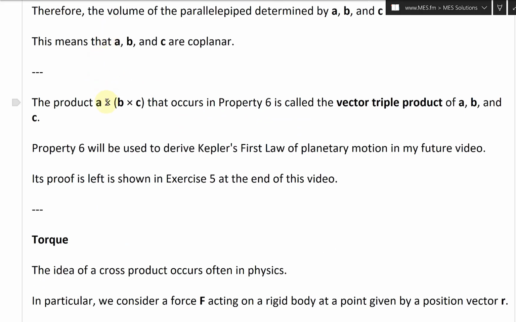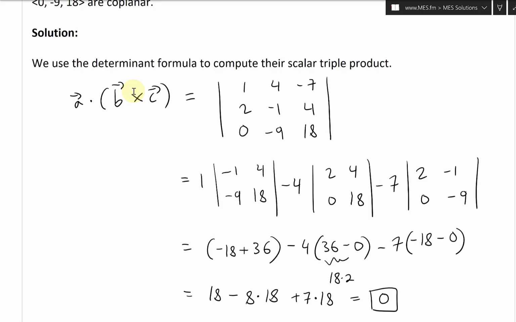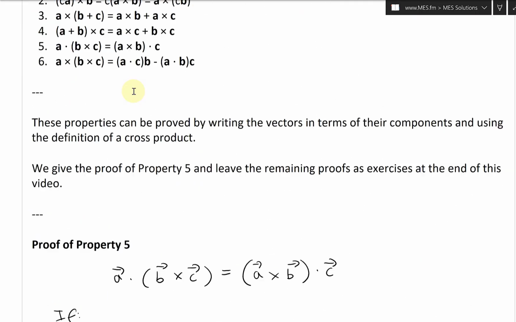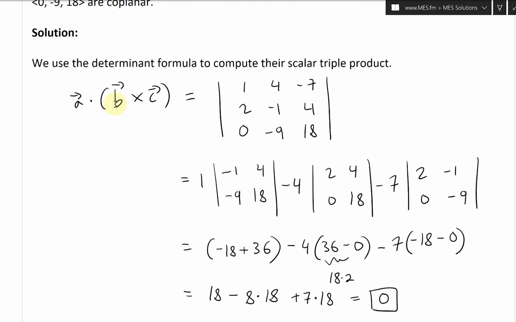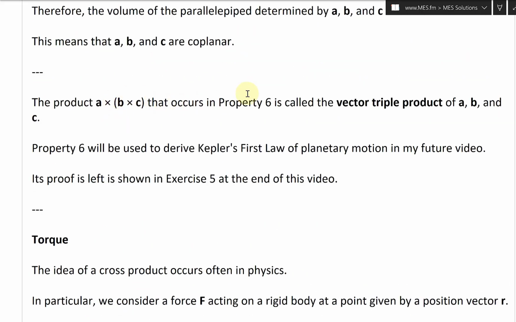The product A cross, and then bracket B cross C, that's property 6 right here. This one here, A cross (B cross C), that occurs in property 6, is called the vector triple product of A, B, and C. Property 6 will be used to derive Kepler's first law of planetary motion in my future video, so stay tuned for that. Its proof is shown in exercise 5 at the end of this video.